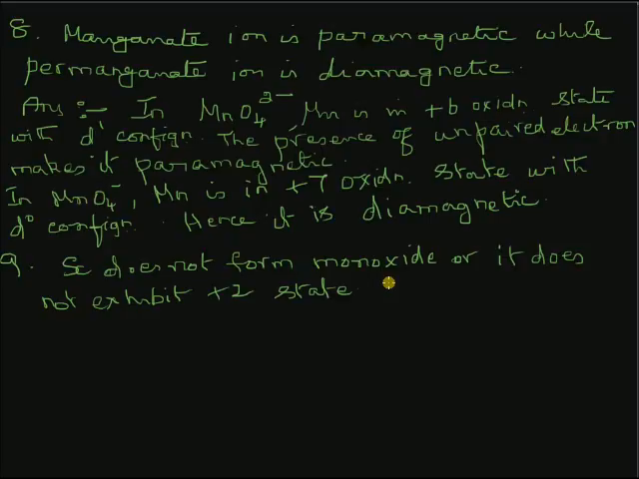which is highly unstable, you know. Hence, it does not exhibit +2 state, or it does not form an oxide of the formula ScO. Let us write the answer.